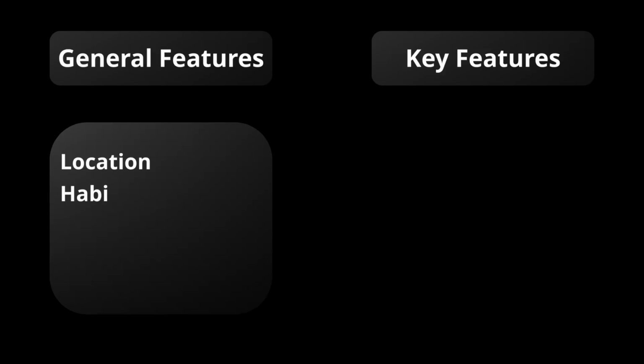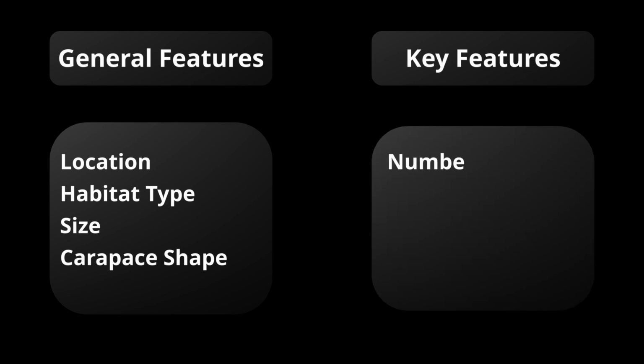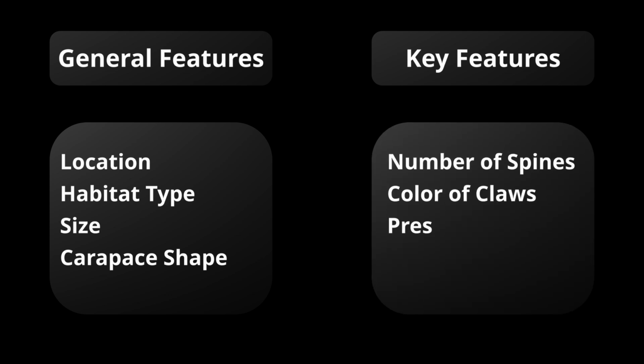Now that you know the basics about crabs and their habitats, you can tell them apart enough to identify them by using key features. Key features are details about a crab that distinguish it from similar species. When you're trying to identify a crab, general features like location, habitat type, size, and carapace shape can be used to narrow it down to a few potential species. And then, all you need to do to find the right one is check the key features and see what matches. And that's it for the background. Now you're ready to get started.